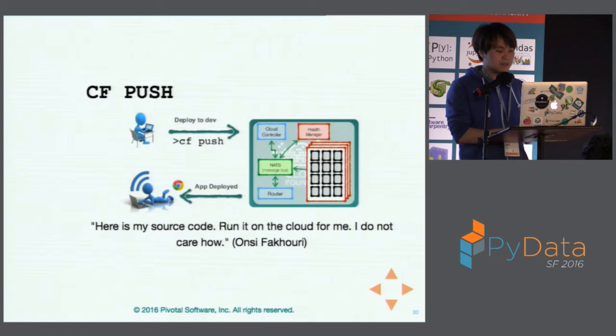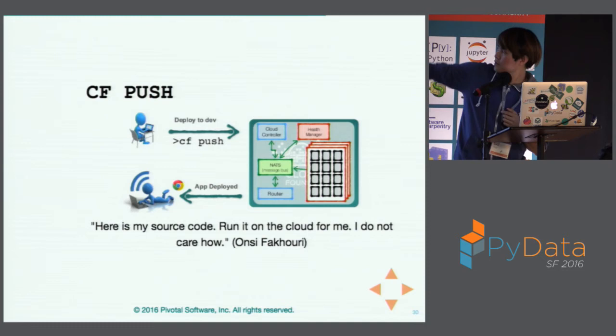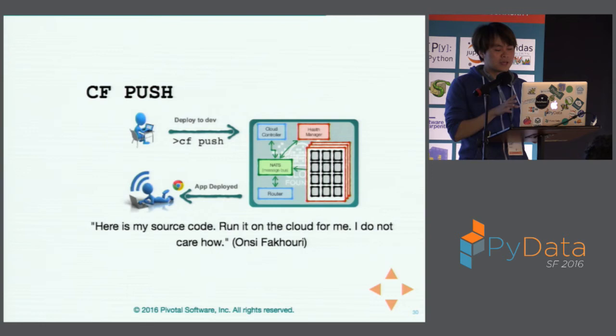It will go to this block here, pull all the dependencies from Conda for you, and create a container. Then it creates what we call a droplet, executes the app, and then it's just online. That's really pretty cool. It takes care of a lot of things, for example load balancing. You don't need to take care of load balancing, security, or routing. Cloud Foundry takes care of all of this.